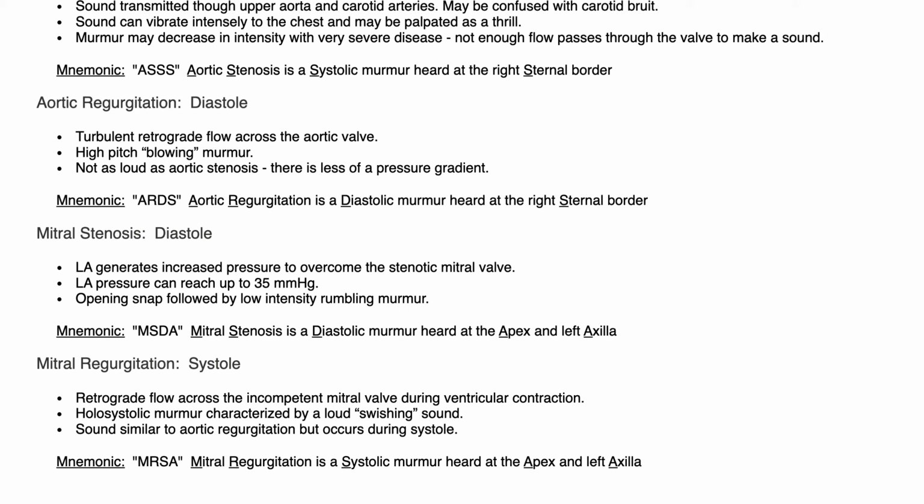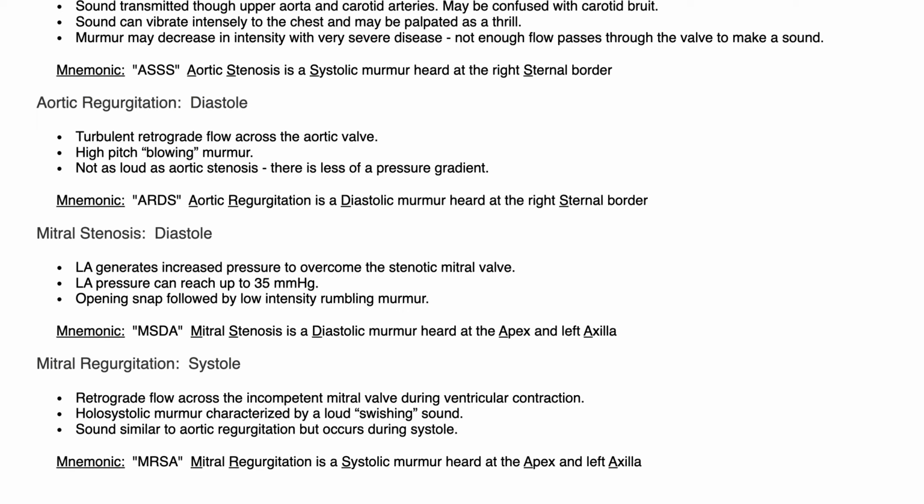The left atrium generates increased pressure to overcome the stenotic mitral valve. Left atrial pressure can reach up to 35 millimeters of mercury. There is an opening snap followed by a low-intensity rumbling murmur. The mnemonic is MSDA. Mitral stenosis is a diastolic murmur heard at the apex of the left axilla. So the mnemonic is mitral stenosis, diastolic, apex, axilla.